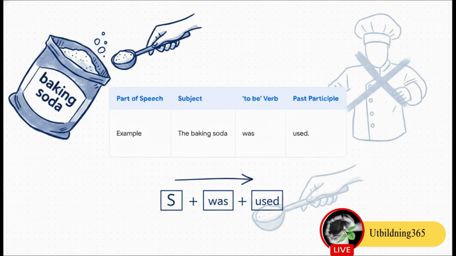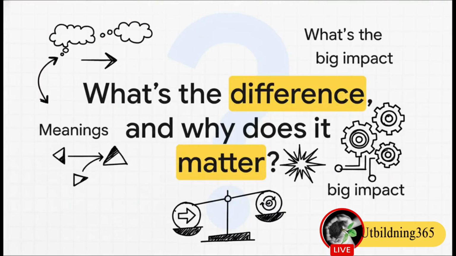But the baking soda isn't doing anything, right? It's just sitting there, having something done to it. It was used. You see, the formula here is different. You've got the subject, then a to-be verb like was, and then a past participle like used. And just like that, poof, the doer is gone. Okay, so what's the big deal? What's the real difference between these two, and why should you even care? Well, it matters a lot.